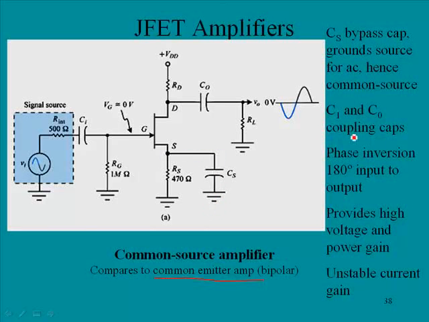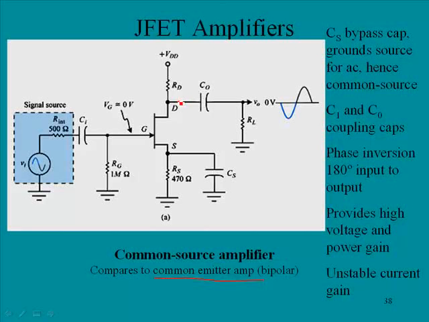We have C1 and CO that operate as coupling capacitors. C1 here couples the signal source to the gate, and CO couples the output to the load. And you'll notice the load here, there's a reference of 0 volts right here.